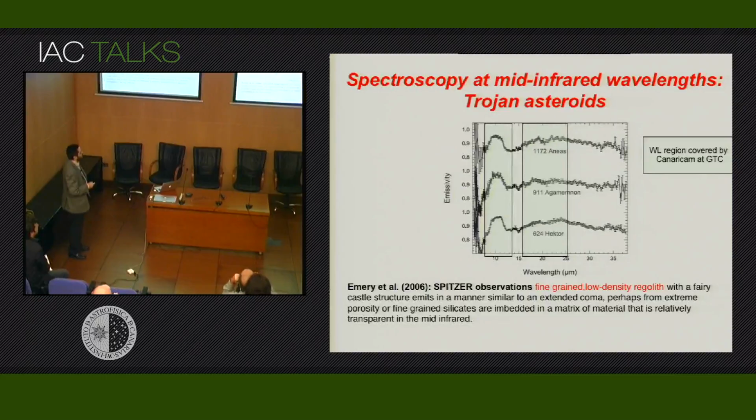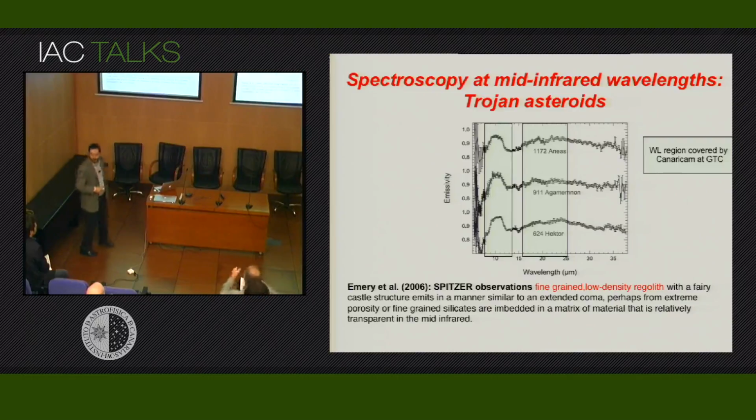Okay, so in conclusion, silica shows an emission feature near 10 microns. This is a fundamental Si-O stretch. The primary goal of our proposed observations is to characterize the surface composition of a sample of Cybele, Hilda, and Trojan asteroids based on their low resolution 8 to 13 micron emissivity spectra and N and Q band photometry.